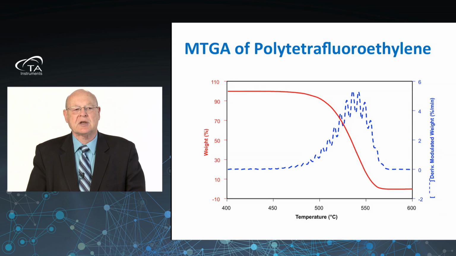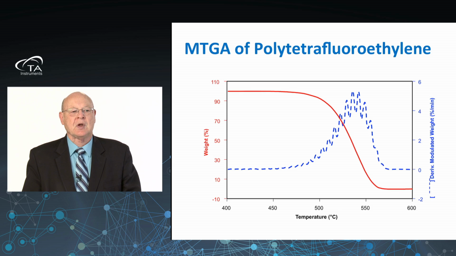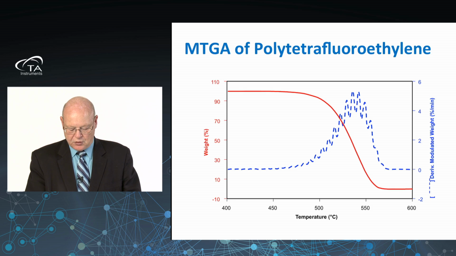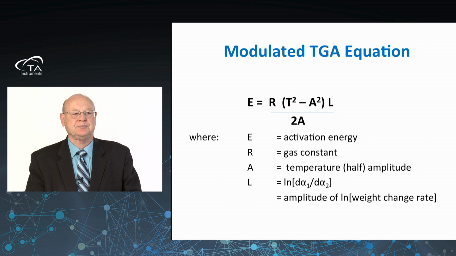Shown here, for example, is the decomposition pathway for polytetrafluoroethylene. You can see in red the decomposition mass loss that we anticipate, but shown in blue is the derivative of the mass loss on an instantaneous basis, and you see that the oscillatory temperature program has produced an oscillatory signal in the derivative profile. It's this oscillatory profile that helps us to obtain kinetic information.